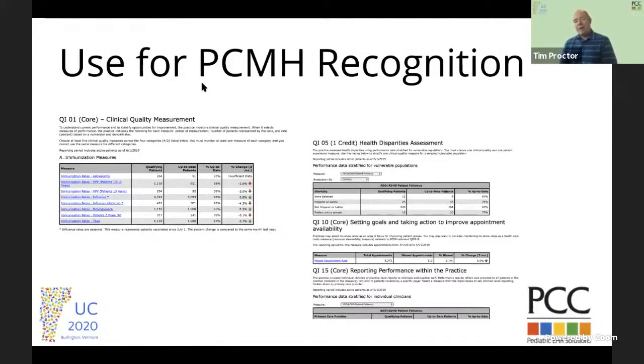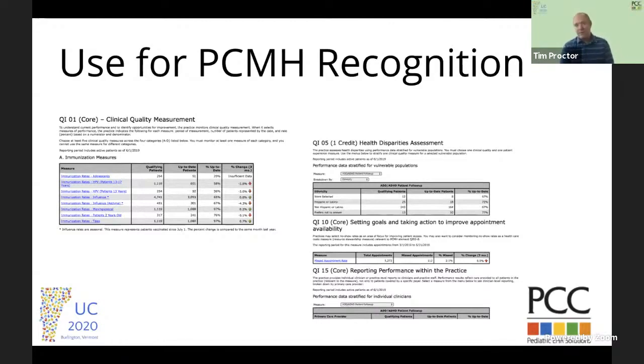I also want to mention that the dashboard is useful for practices that are doing PCMH recognition. This is an opportunity to put a comment on the Mattermost live session channel. I'm curious to hear if there are practices out there that have done PCMH and have used the dashboard for that, and how it's been helpful for you. Feel free to just share a comment on that.